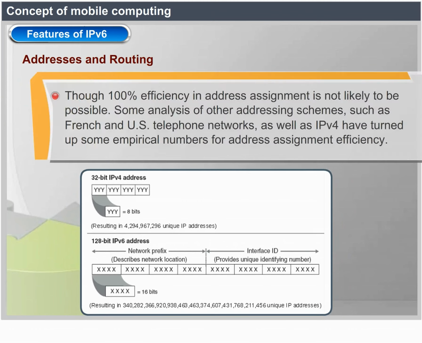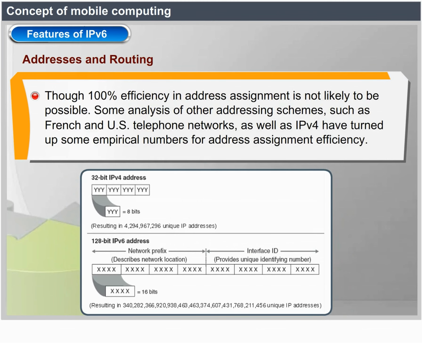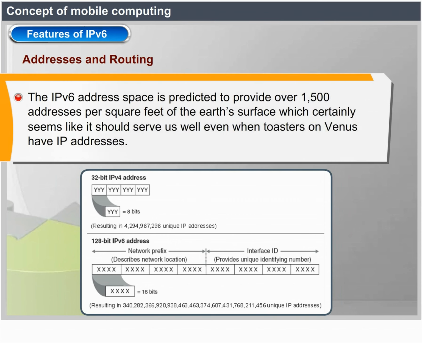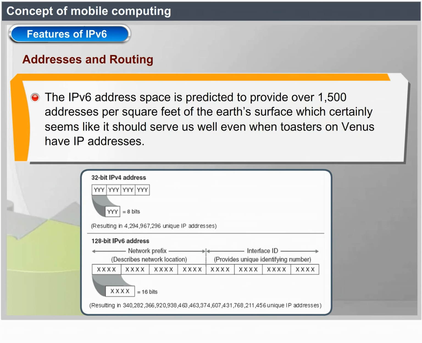Though 100% efficiency in address assignment is not likely, some analysis of other addressing schemes, such as those of the French and US telephone networks, as well as that of IPv4, have turned up some empirical numbers for address assignment efficiency. The IPv6 address space is predicted to provide over 1,500 addresses per square foot of the Earth's surface, which certainly seems like it should serve us all when toasters on Venus have IP addresses.